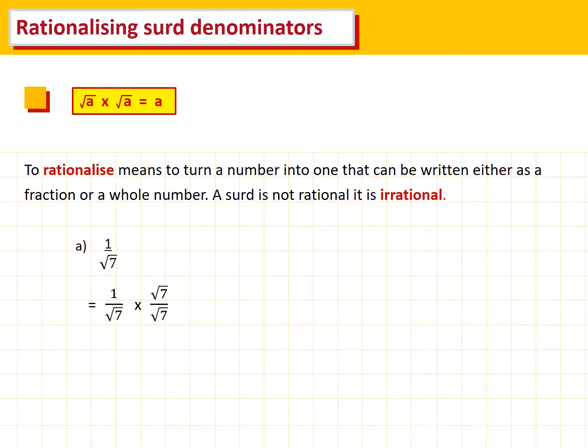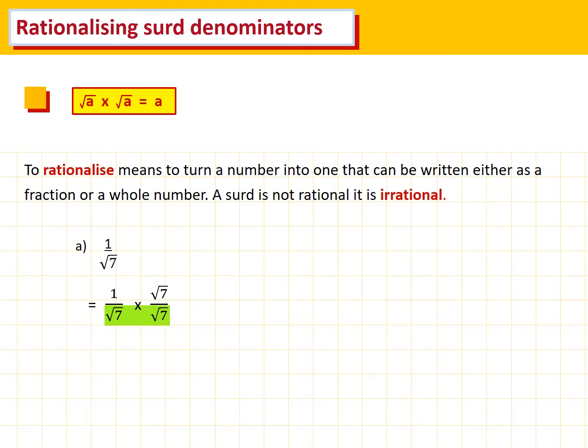Now, in order to keep the fraction the same value, we have to multiply by root 7 over root 7. Why? Because root 7 over root 7 is 1, and multiplying by 1 keeps the value the same. But the reason why we're doing this is because when we multiply two fractions together, we're going to end up multiplying these two denominators. And when we multiply root 7 by root 7, it becomes 7, which is rational.